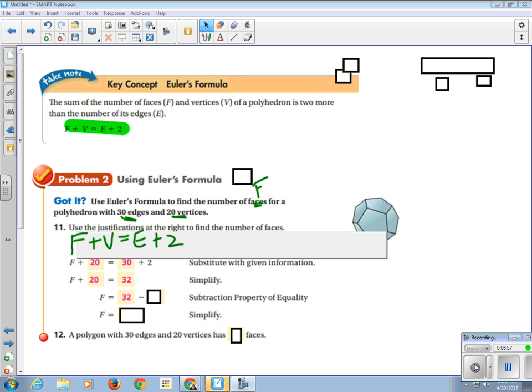Subtract 20 from both sides. 32 minus 20 is 12. So a polyhedron with 30 edges and 20 vertices has 12 faces.